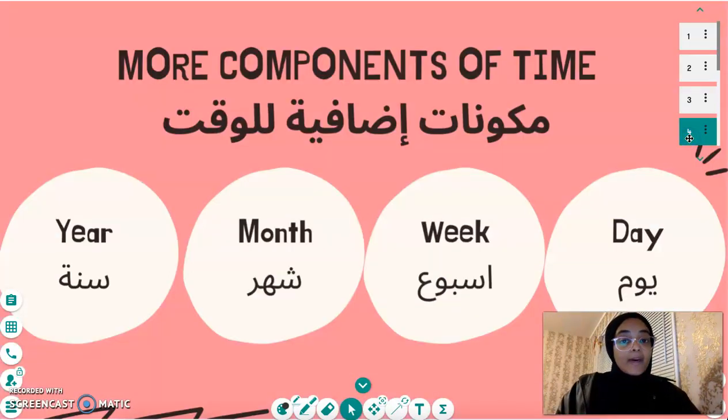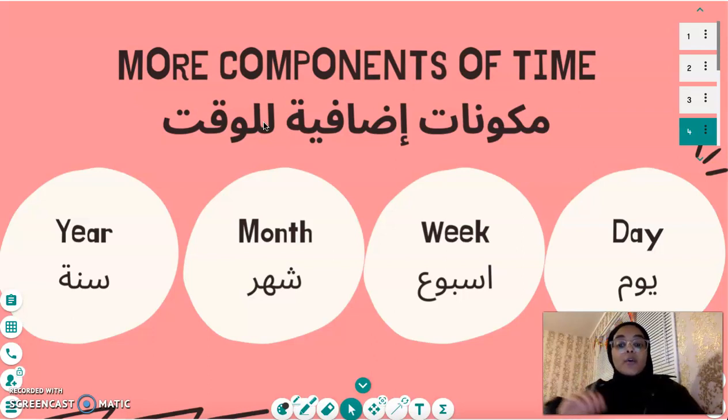Okay? Moving on from that, we have more elements of time. We have مكونات إضافية للوقت. مكونات, elements, إضافية, more, للوقت, for the time. Like I just said, al means the, and lil means for the. That is lil, for, made of two letters lam. That's a lam, that's another lam. So I hope that makes sense. مكونات إضافية للوقت, more elements of time.